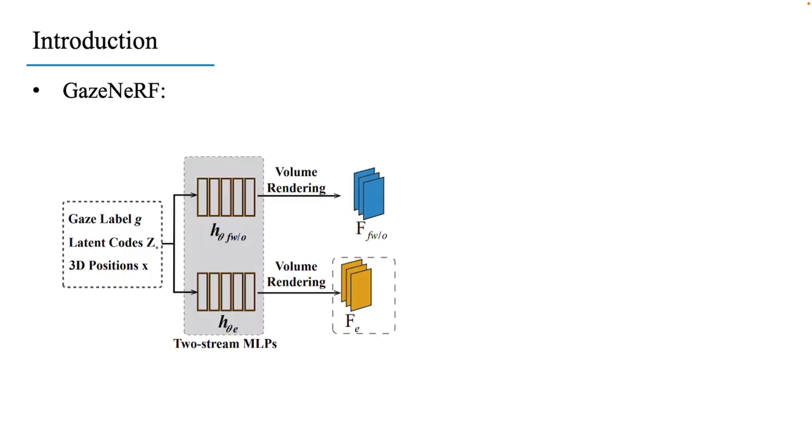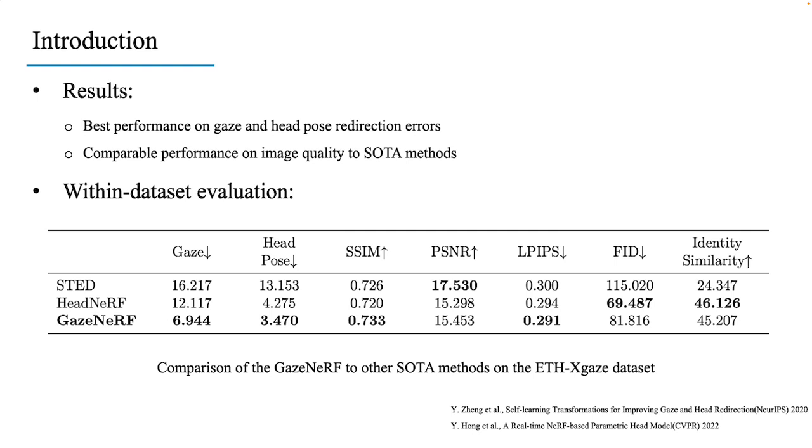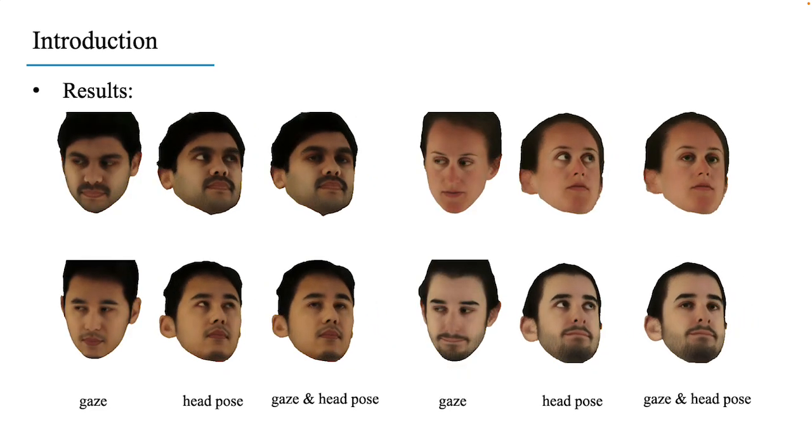GazeNeRF employs a two-stream MLP structure that learns the features of the eyes region shown in yellow and faces only region shown in blue. We explicitly apply a 3D rotation matrix to the features of the eyes. Then combine the features from two streams shown in orange to render the whole face. We feed three features to the neural rendering module to render the 2D images. GazeNeRF achieves the best performance on gaze and head pose redirection errors and comparable performance on image quality to the state-of-the-art methods. Here are some results of GazeNeRF.